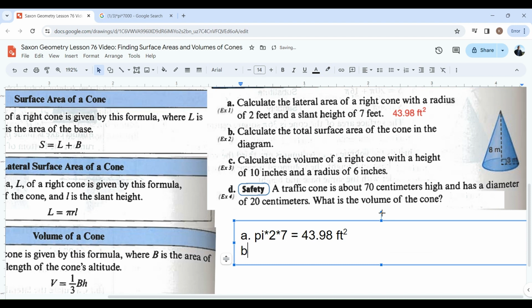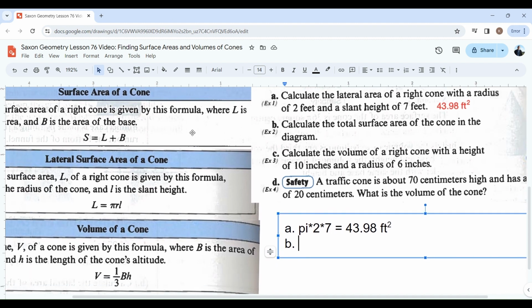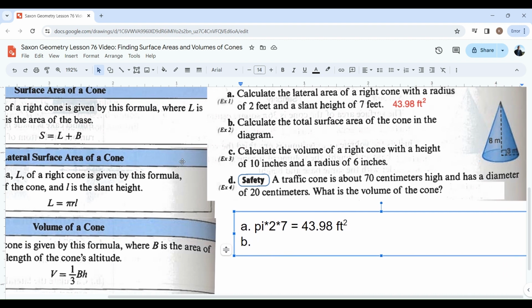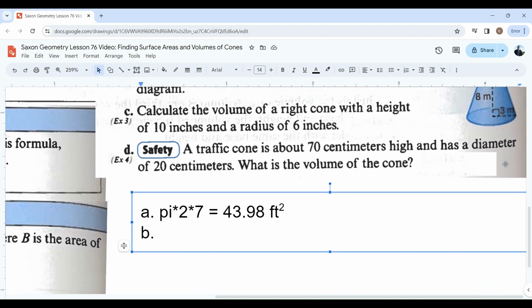So in letter B, we have to calculate the total surface area of this cone in the diagram. That's pretty straightforward and easy to do. So calculate the surface area. I need to make sure I add together the lateral area plus the base. The base is the easy part. Okay, so I look at this cone. It's got a radius of 3 meters. So that means the base is just going to be pi times 3 squared. Okay, pi times 3 times 3. I'm just going to write it out as pi times 9 because 3 squared is 9.